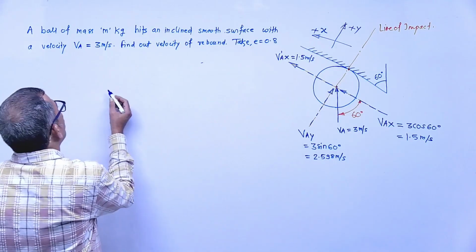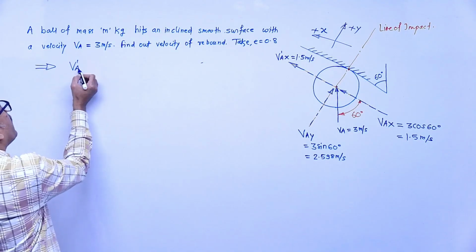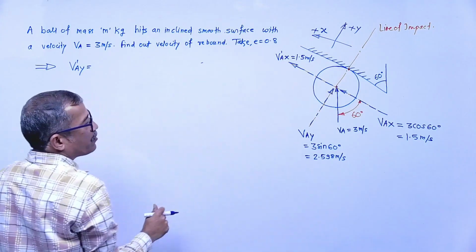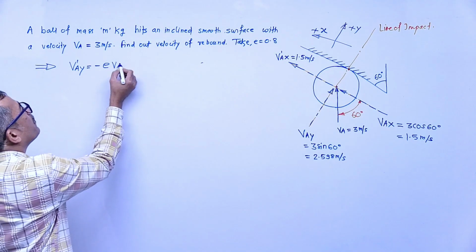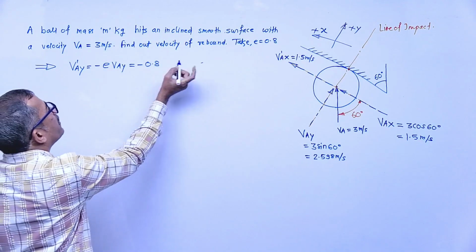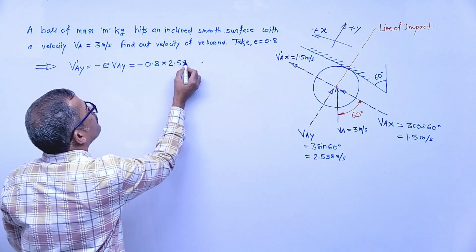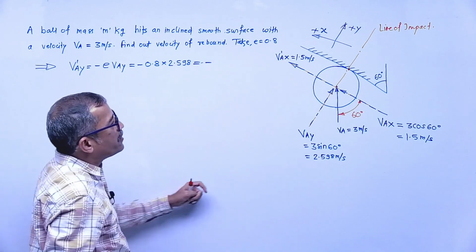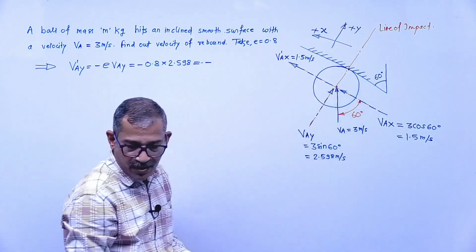Va dash y means along the line of impact. After impact, the velocity is minus e times the velocity before impact. e is 0.8, given. Vay is 2.598, which comes out with a minus sign. This is our positive axis. A negative answer means the opposite direction.